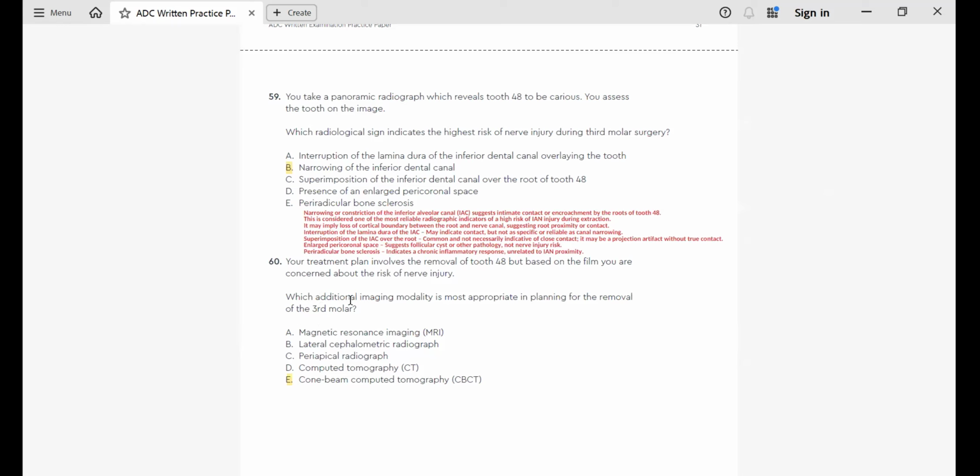Imaging modality before removal of third molar, CBCT. All right. Because you're concerned about the risk of nerve injury. All right.